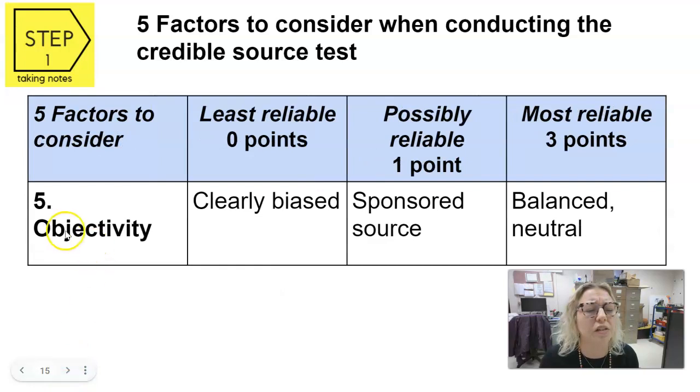And the fifth is objectivity. If it's clearly biased, if it's really one-sided, it gets 0. If it's a sponsored source, if it's paid for by somebody who wants this social issue to come out one particular way over another, it gets 1 point. The most reliable is if it's balanced, if it's a news source that is supposed to be objective and not take one side over the other.